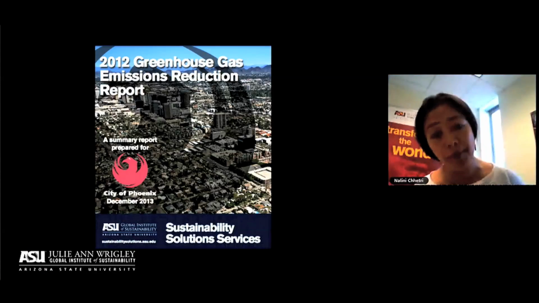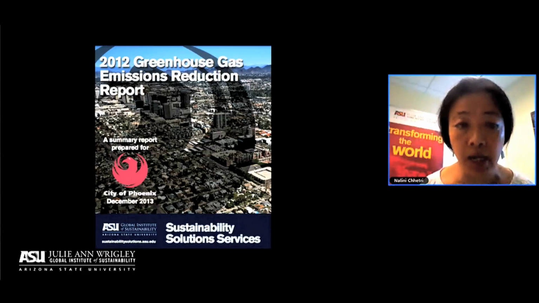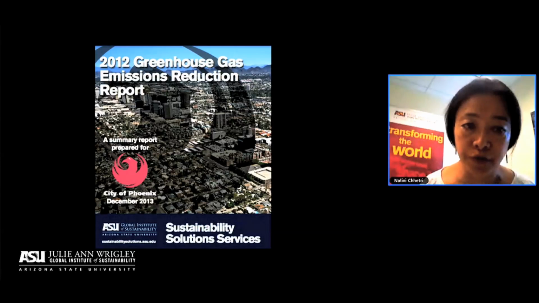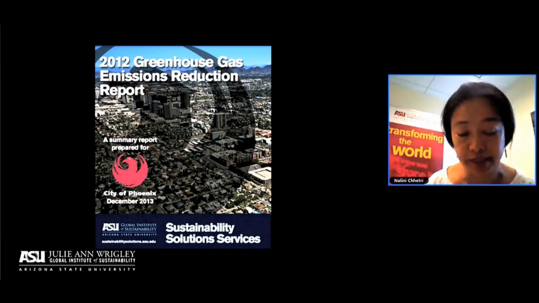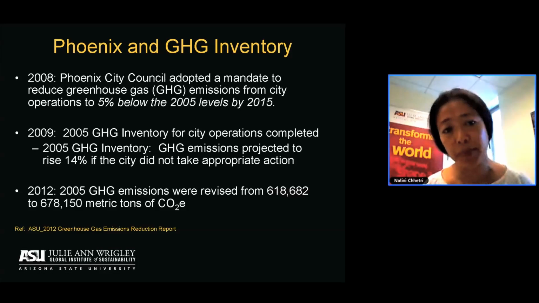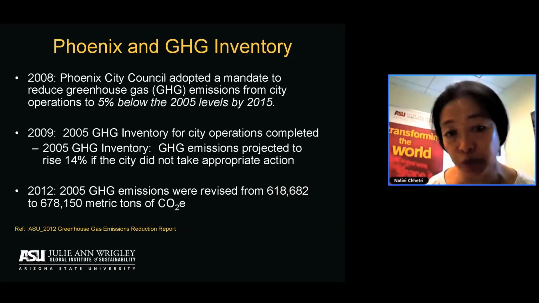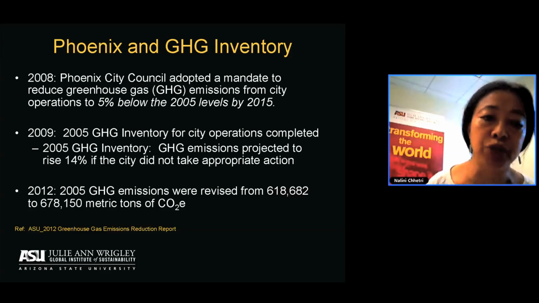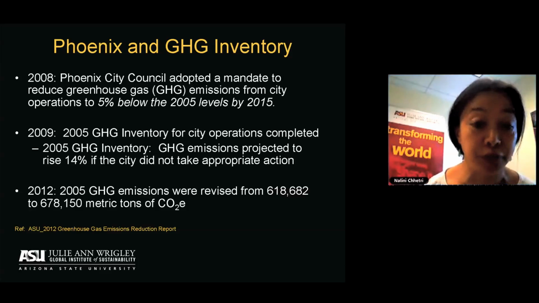So coming back to my first example, in 2012, I was one of the co-authors of the greenhouse gas emissions reduction report that we submitted to the city of Phoenix. And that process took about 8 months. I want to give you quickly the background about how that came about. In 2008, the Phoenix City Council adopted a mandate to reduce greenhouse gas emissions from the city operations, the municipal operations, to 5% below the 2005 level by 2015.